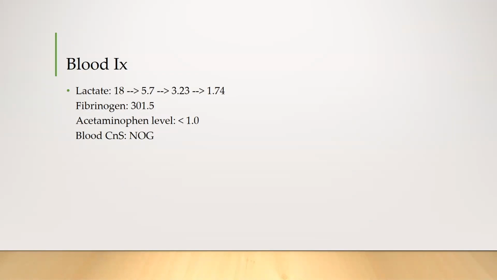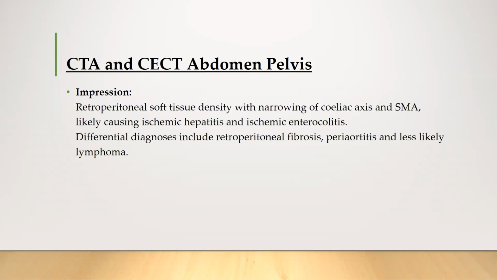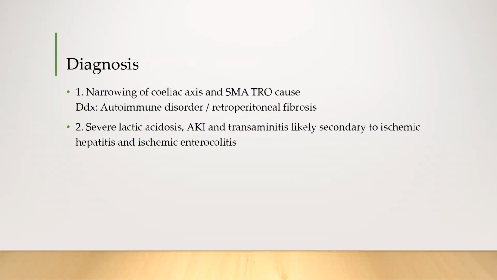PCM level is okay, acetaminophen level is okay, so it's not PCM toxicity, and blood cultures are negative. Subsequently, we were wondering what was happening to the patient, and we did a CT abdomen pelvis. It shows some narrowing of the celiac axis and SMA, causing ischemic hepatitis and ischemic enterocolitis. So differentials will include retroperitoneal fibrosis, lymphoma, and periarteritis. So our diagnosis for this patient would be narrowing of the celiac axis and SMA throughout its course.